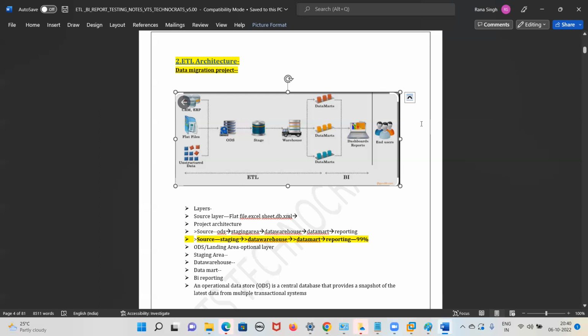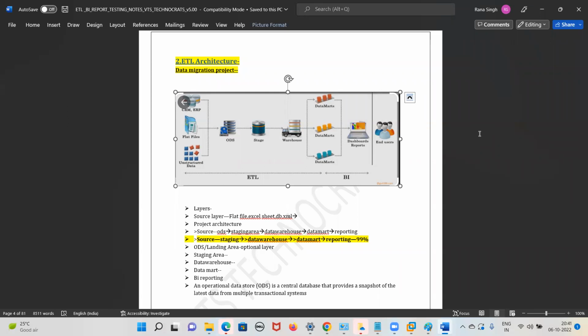Am I clear with the ETL architecture, guys? Project descriptions, tell me yes or no. Yes. This is a data migration project. Migration means what? Suppose Anu has gone to Australia from India. This is a migration, right? That is called movement. That means data migration means what? Data is moving. That is nothing but a data migration project.